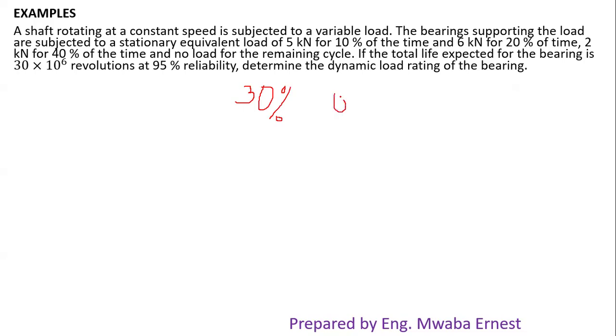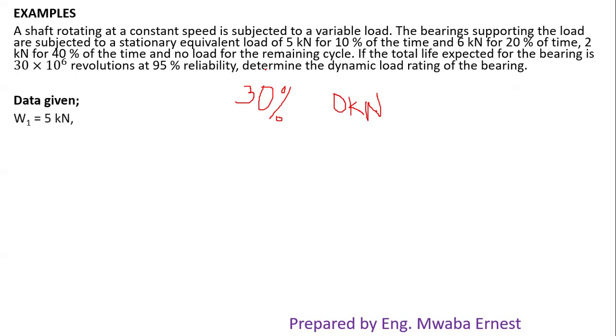So it was actually operating at 0 kilonewtons. Can you imagine? At 30% of the time, we're running at 0 kilonewtons. That's how this has worked out. So with that in mind, let's look at how this information is flowing.